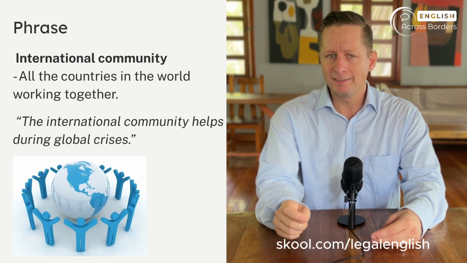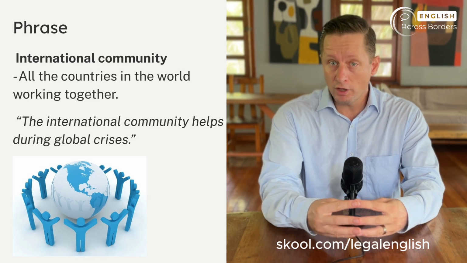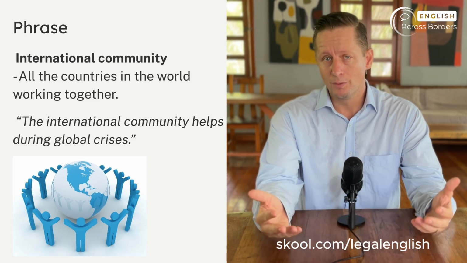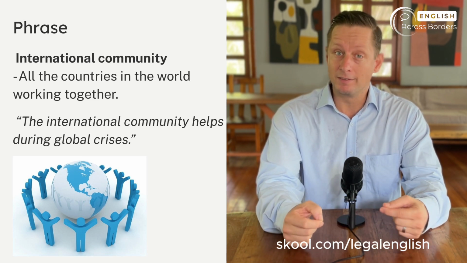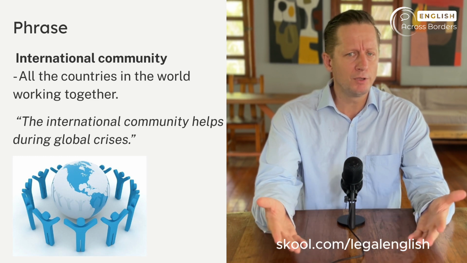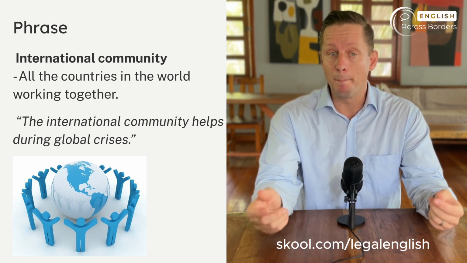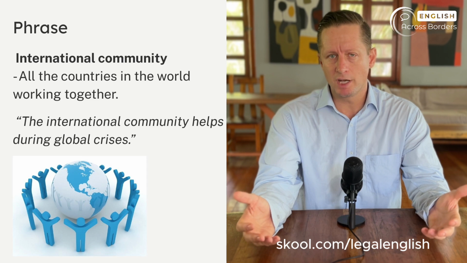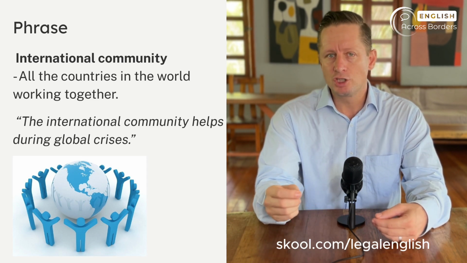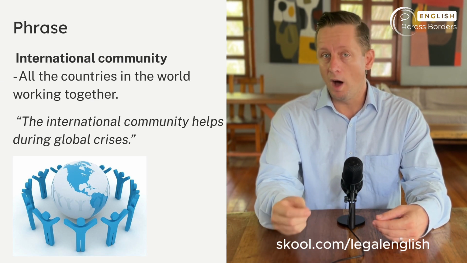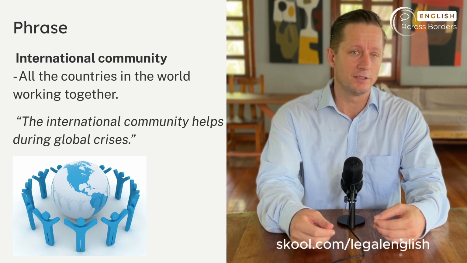Finally, the phrase international community. This means all the countries in the world working together. For example, the international community helps when there's a big problem like climate change or disasters. It shows how countries can cooperate to solve big challenges.